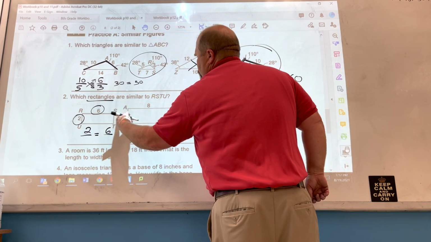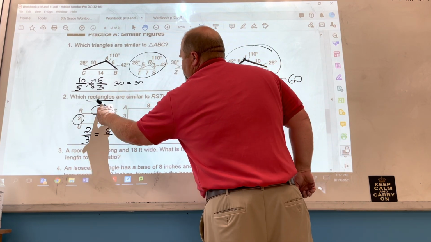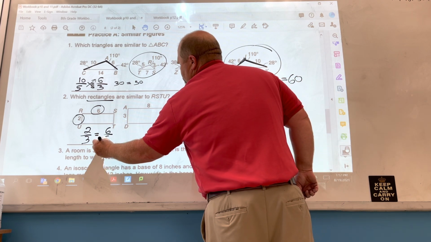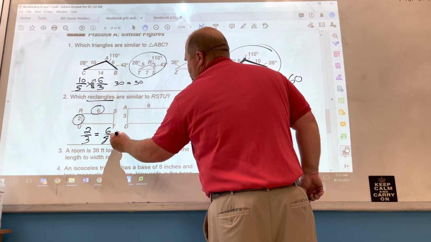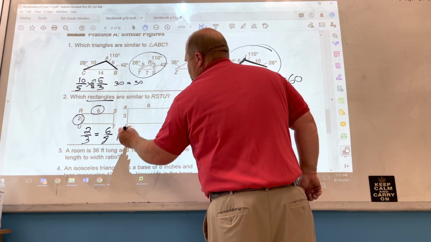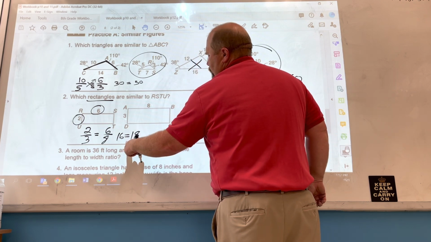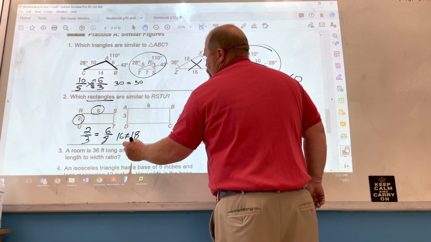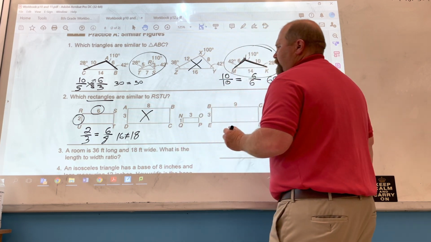So 2 corresponds to 3. 6 will correspond with 8. So we cross multiply. 2 times 8 is 16. 3 times 6 is 18. That's not a match. That's a no. That means this is a no. That's not a similar rectangle.